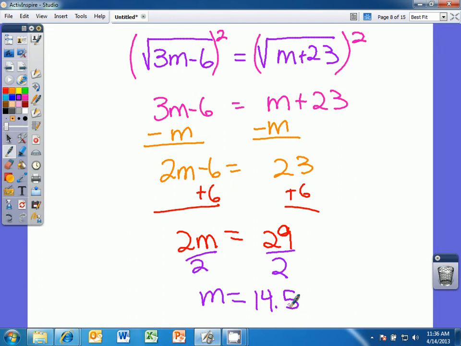Does that indeed equal the right-hand side? Plug in 14 and a half. 14 and a half plus 23 is 37 and a half. Yes, they're the exact same expression, and so that checks. And they're both positive expressions under the radical sign. So again, they're valid.